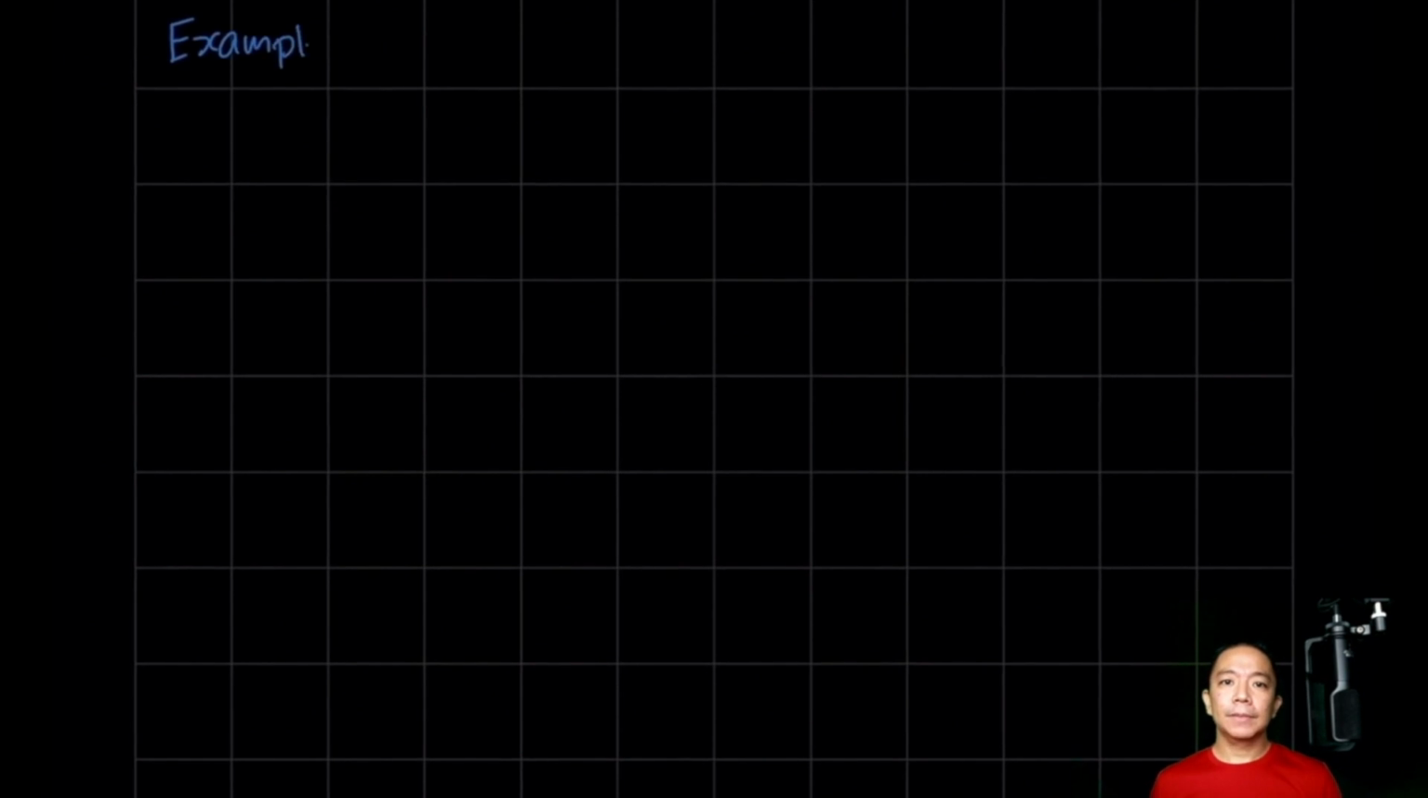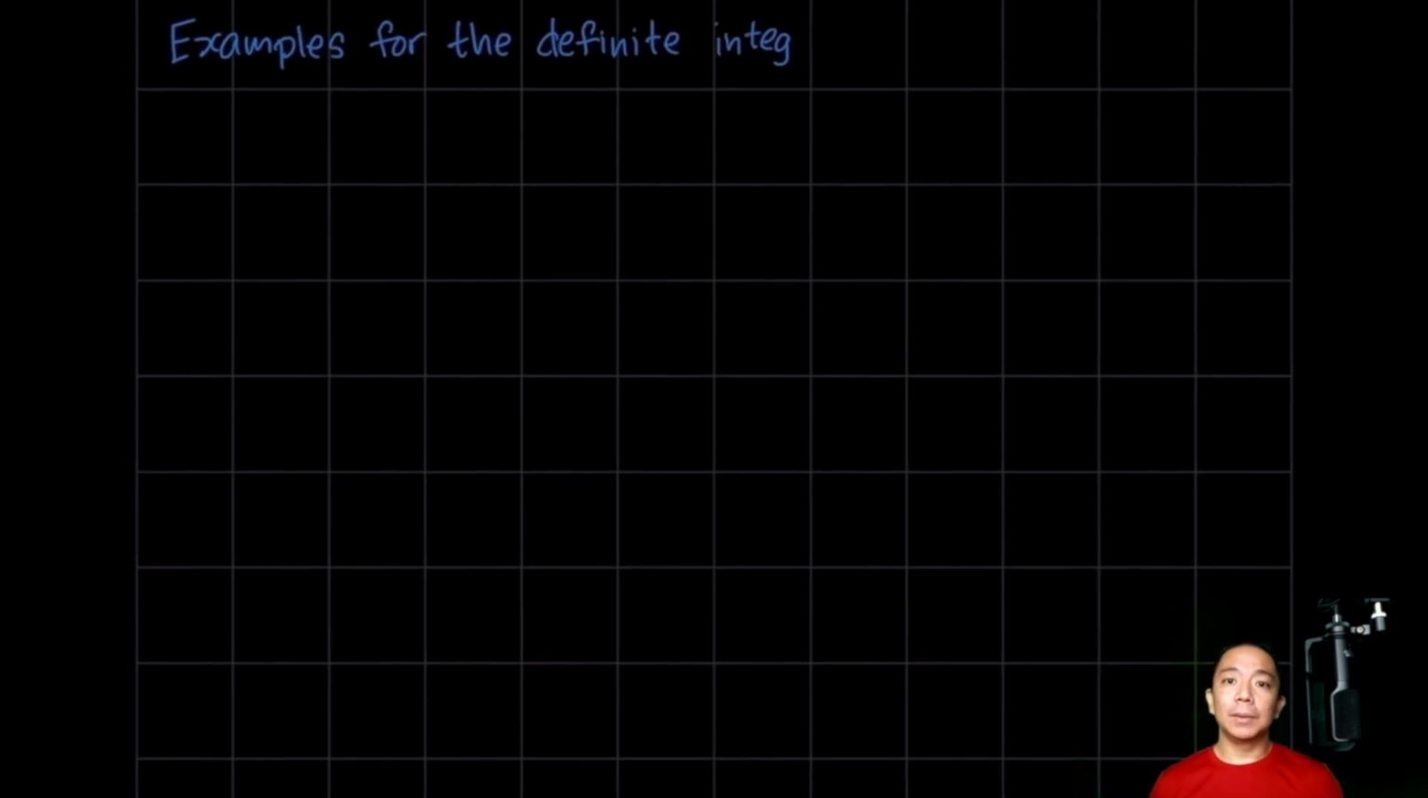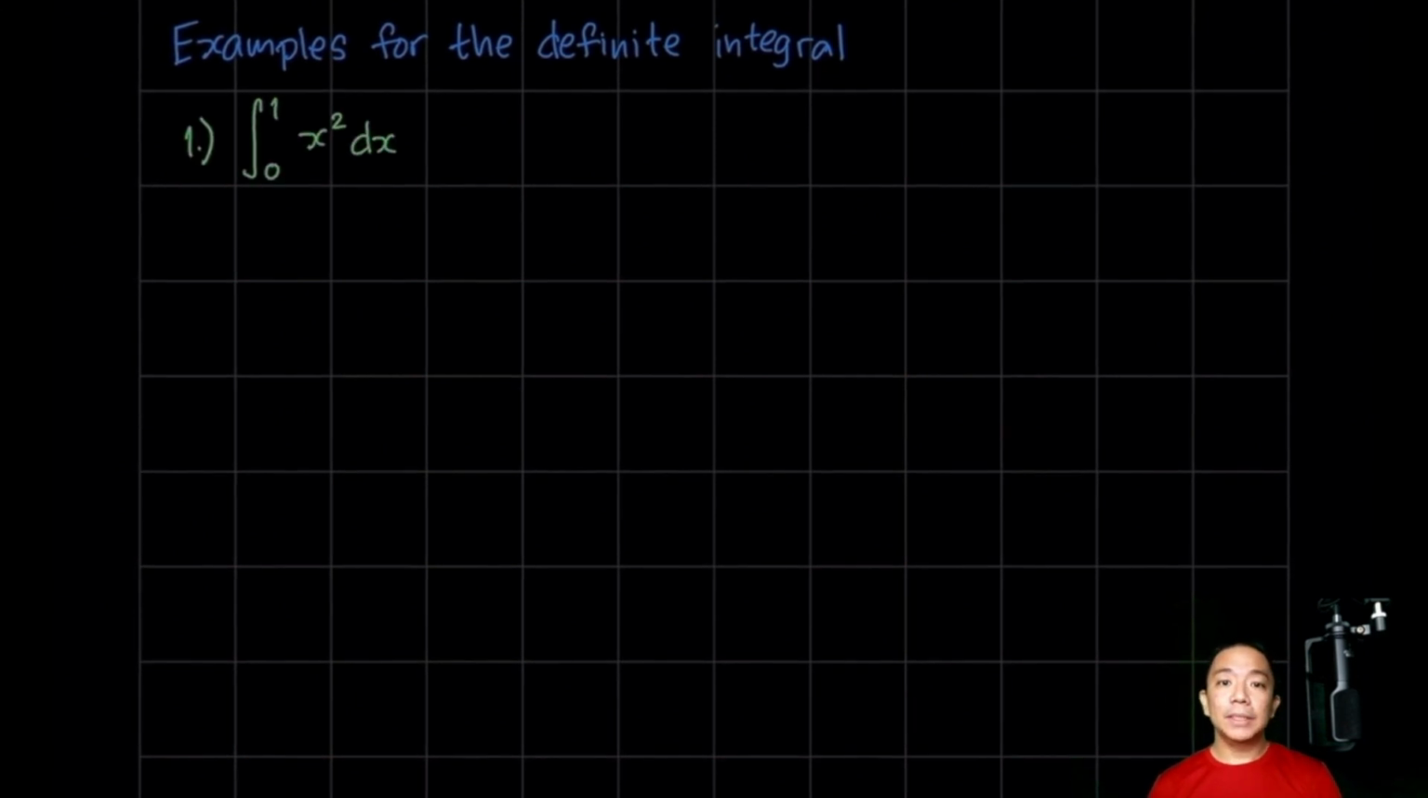Good day! So today we'll look at examples of problems that involve the definite integral. So let's start. Our first problem is the definite integral from 0 to 1 of x squared.